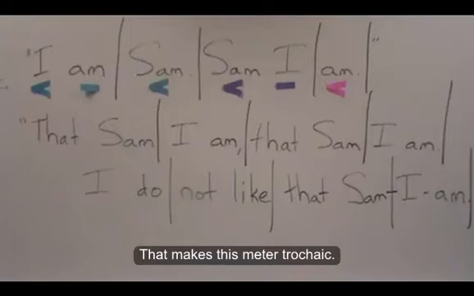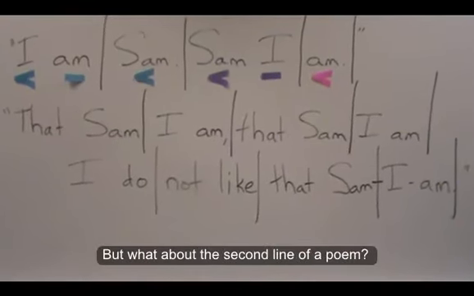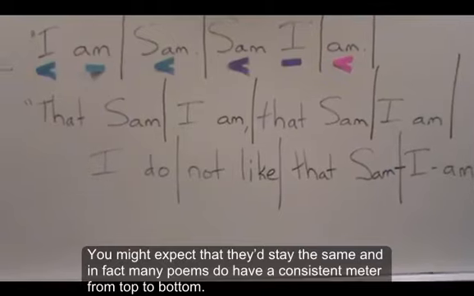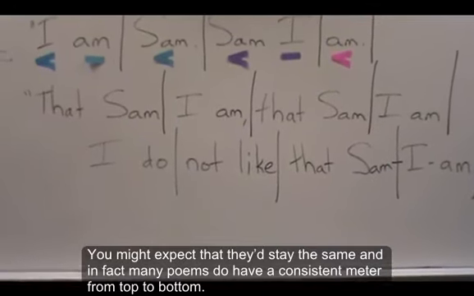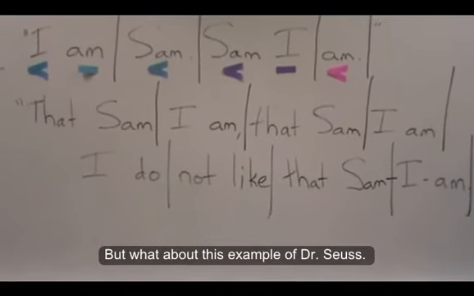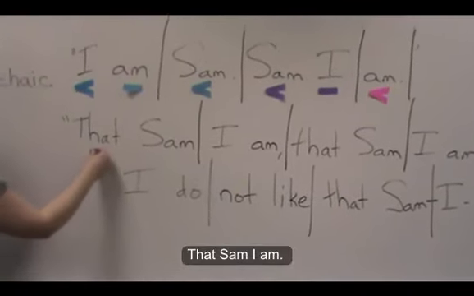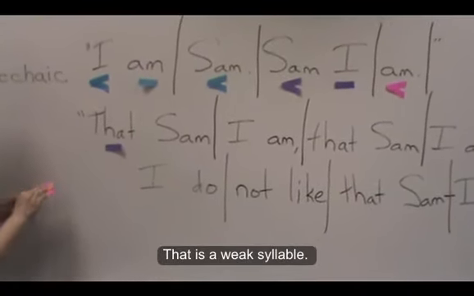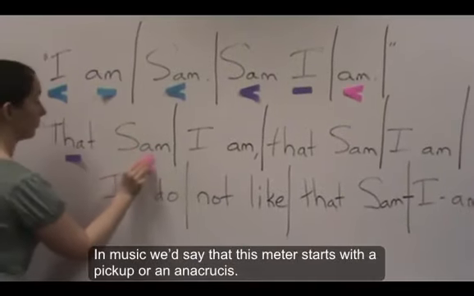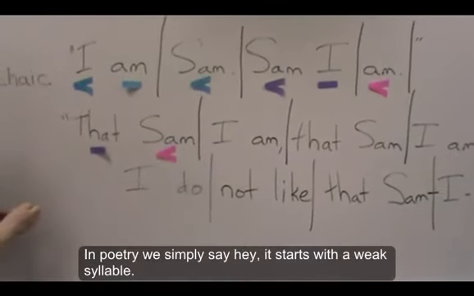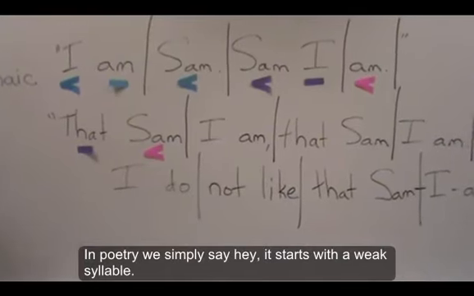But what about the second line of a poem? You might expect that they'd stay the same, and in fact, many poems do have a consistent meter from top to bottom. But what about this example of Dr. Seuss? That Sam, I am. That is a weak syllable. In music, we'd say this meter starts with a pickup or an anacrusis. In poetry, we simply say, hey, it starts with a weak syllable.